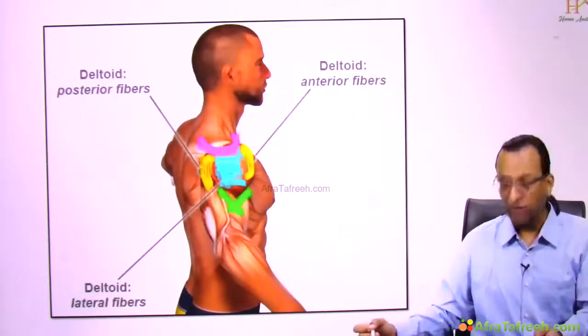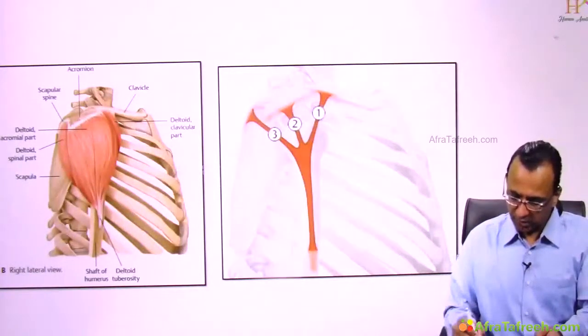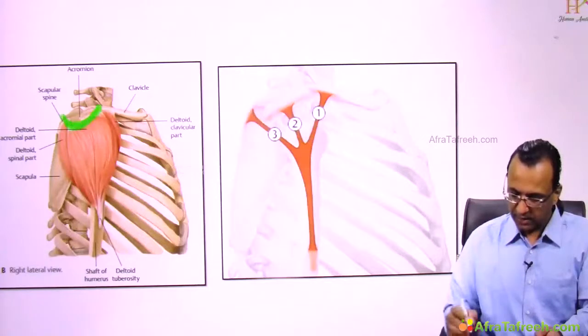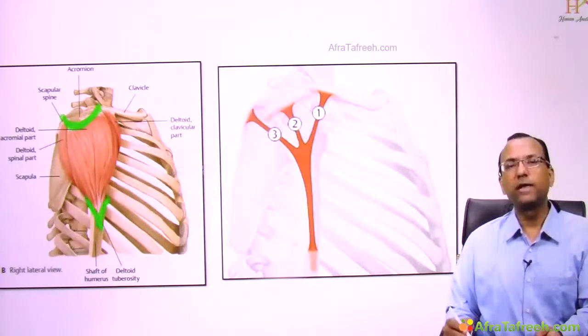Let us look at the deltoid now. It has a J-shaped origin, and this is the V-shaped insertion on the mid shaft of the humerus, the deltoid tuberosity.